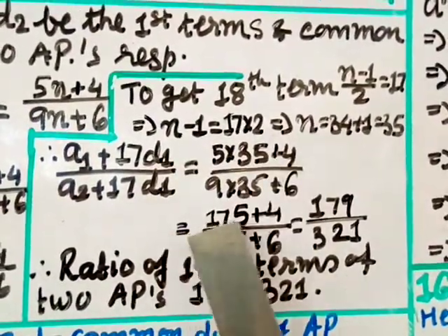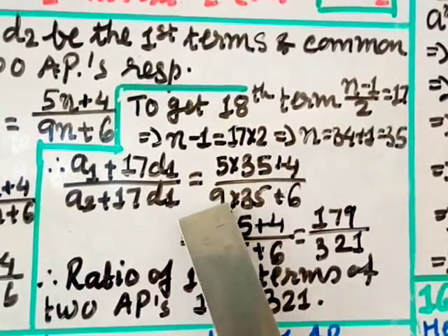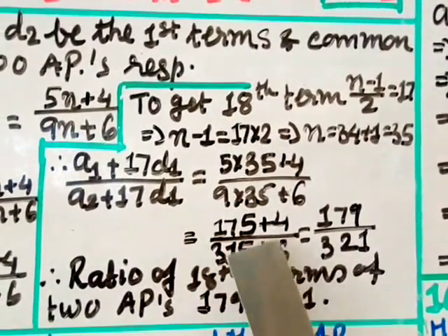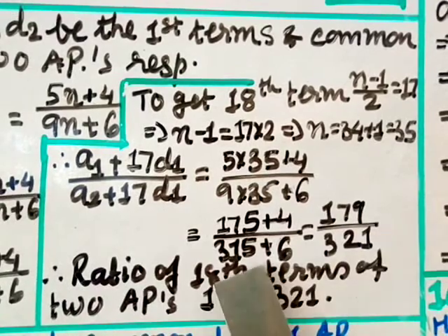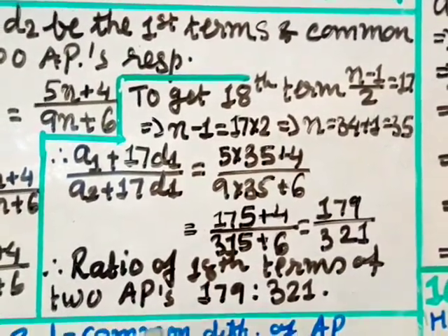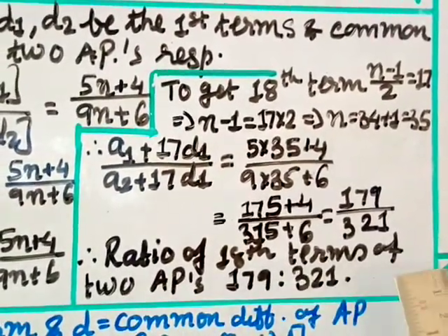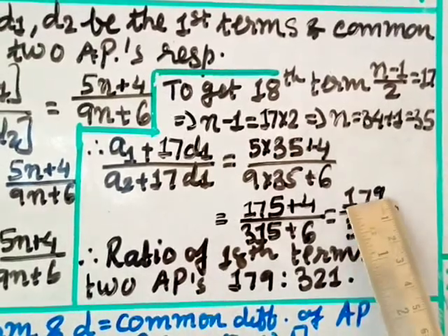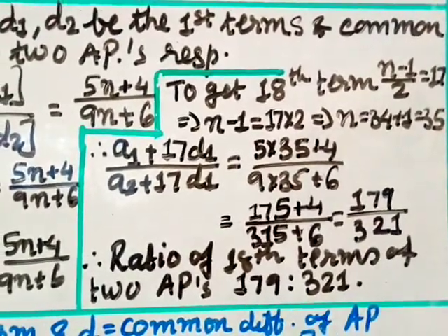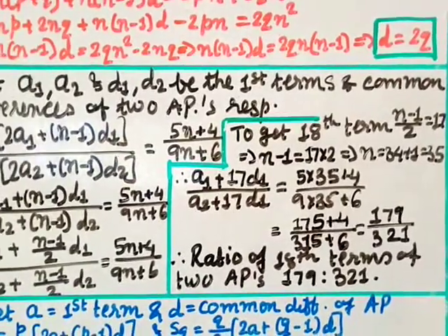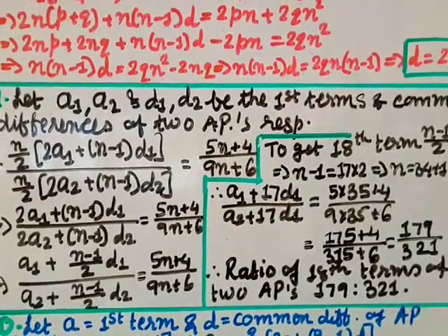This product is 175 plus 4, divided by this product 315 plus 6. The addition is 179 divided by this addition 321. Therefore, the ratio of the 18th terms of the two APs is 179 is to 321. So that is the solution for question number 9.